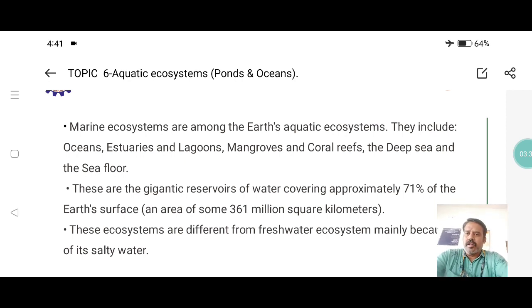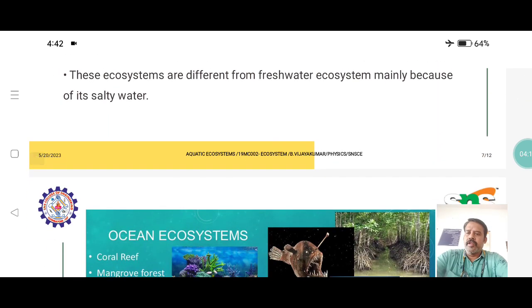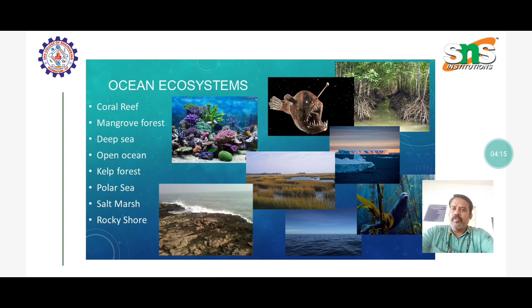It includes the ocean, estuaries and lagoons, mangroves and coral reefs, then the deep sea and the sea floor. These are all categories found in the marine ecosystems. They are gigantic reservoirs of water covering approximately 71% of the earth's surface. This ecosystem is different from the freshwater ecosystem mainly because it is formed only of salt water. So here only special types of species live in salt water.